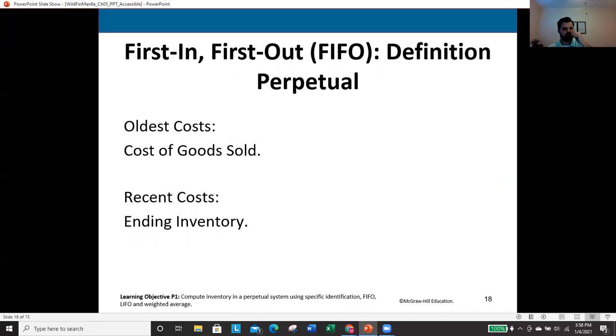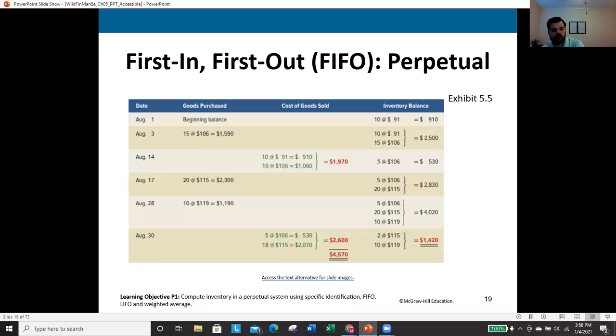Now, the next item here is first in, first out. So what this tells us is our oldest costs will be landing in cost of goods sold, and our more recent costs will be landing in ending inventory. Now we've got a fantastic chart for this that we'll go over in class, but for now, we will simply look at how the problem works.